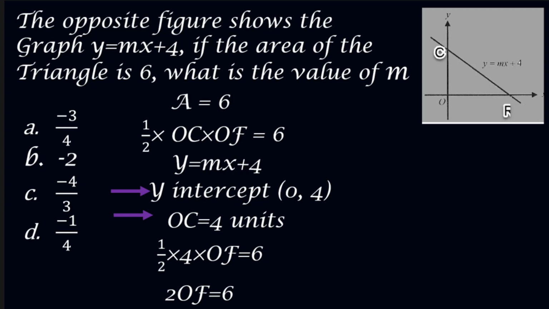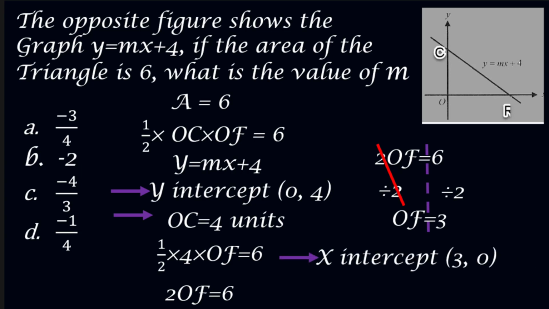Now substitute half times 4 times OF equals 6 and solve this equation. So 2OF equals 6. So OF equals, here we can divide by 2. It's easy to solve this equation. So OF equals what? It equals 3 units. Now the point F is 3 comma 0, the x-intercept.